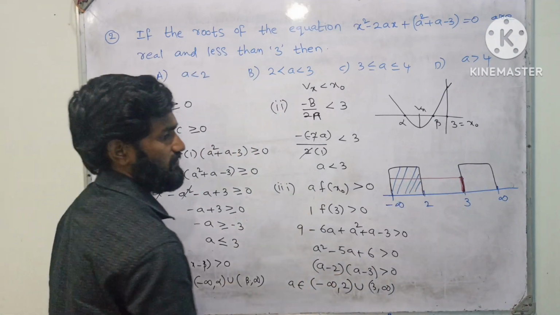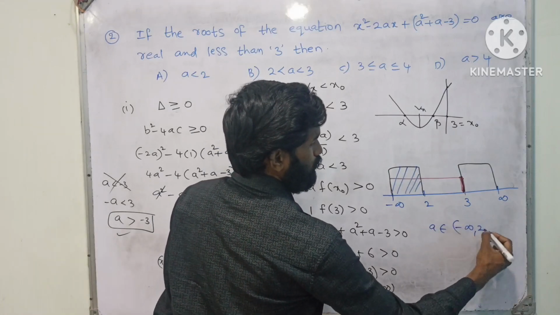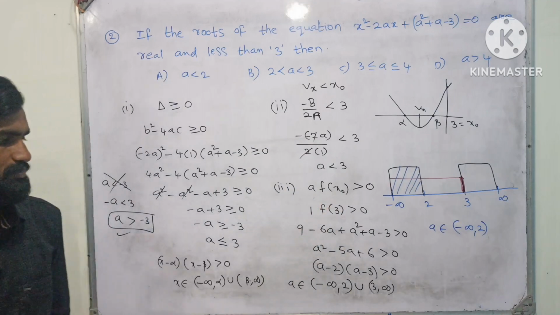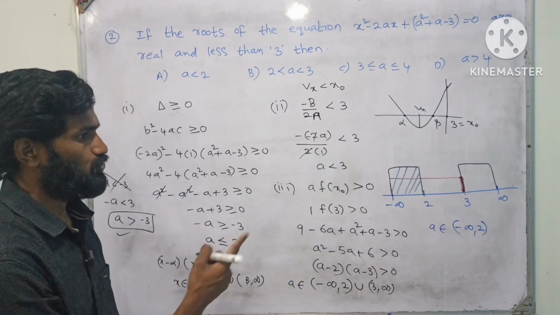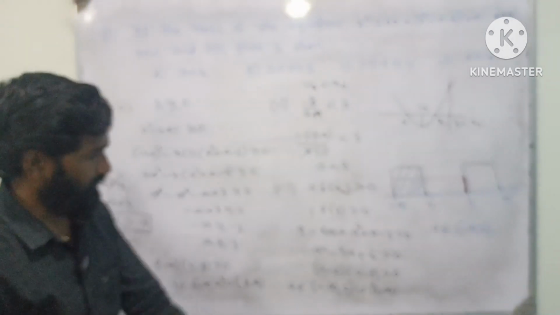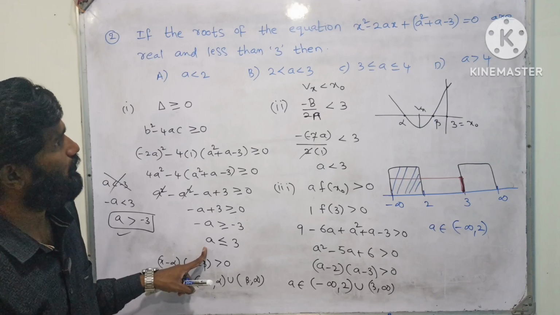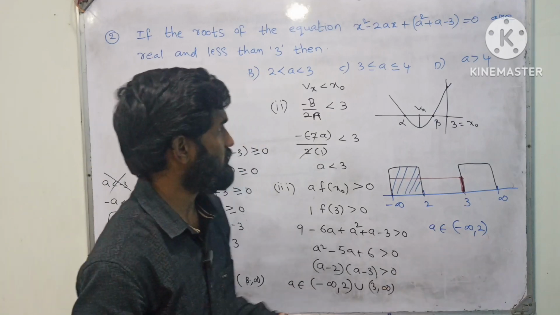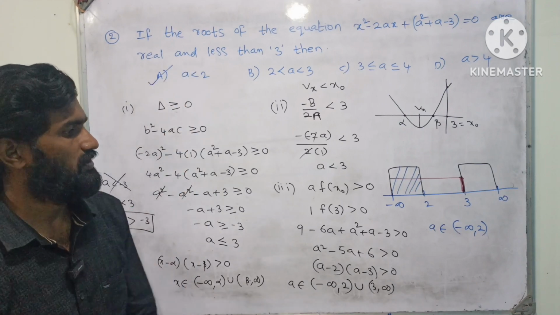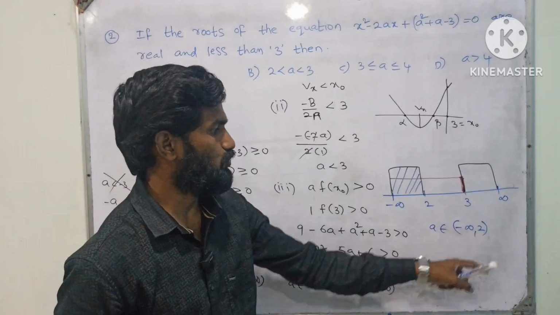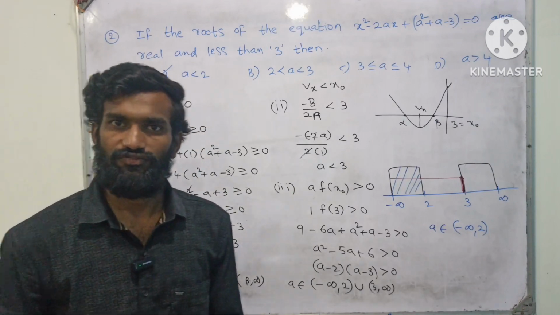Now what is the final answer? Here a belongs to minus infinity to 2, with an open bracket. For 2 there is no closed bracket, therefore I have taken an open bracket only. Now minus infinity to 2 means which option is correct? a is less than 2 only. Here a belongs to minus infinity to 2 means a is less than 2. So this is our final answer.